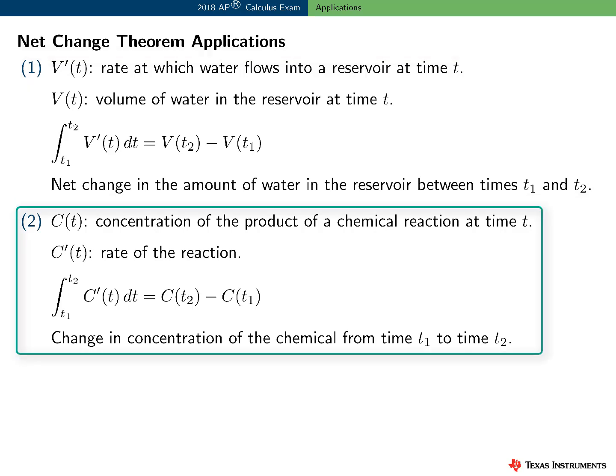Suppose C of t is the concentration of the product of a chemical reaction at time t. Then the rate of reaction is the derivative C prime of t. And therefore, the definite integral from t1 to t2 of C prime of t dt is equal to C of t2 minus C of t1. And that's the change in the concentration of the chemical from time t1 to time t2.